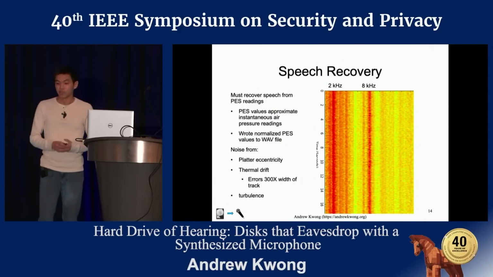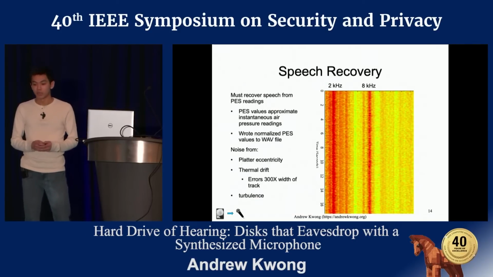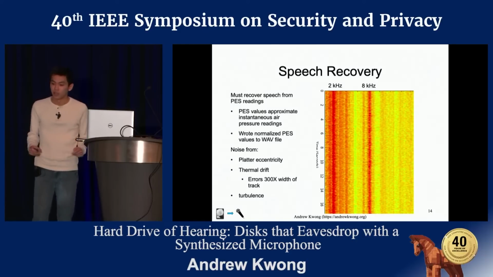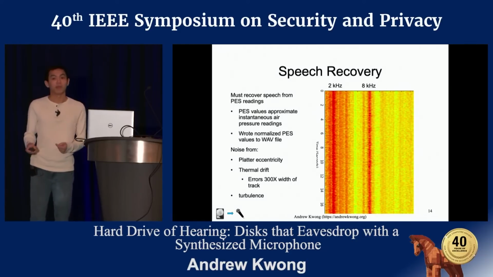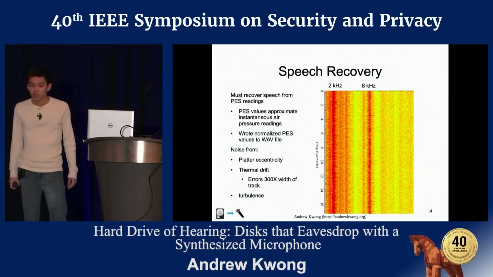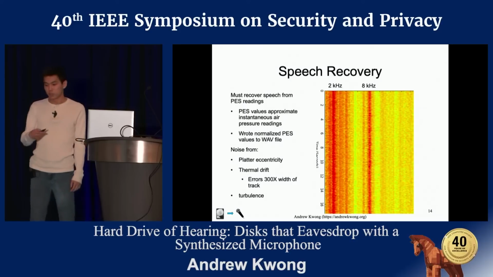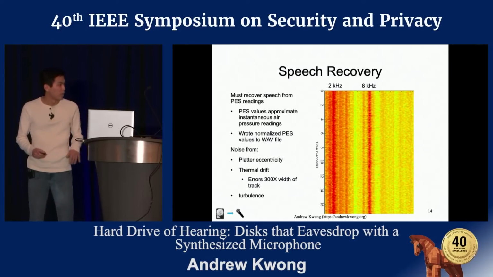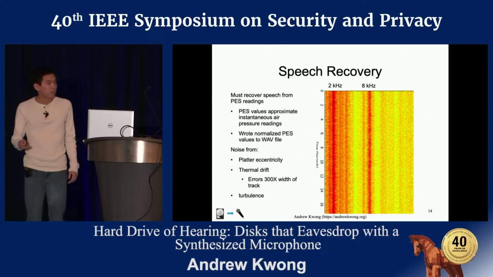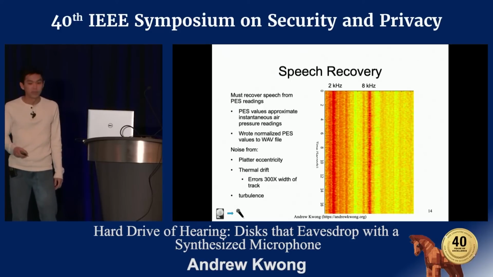We extracted the PES from that setup, but we still have the problem of recovering speech from the PES readings. If our assumption is correct that the PES values approximate the output of a microphone, that is instantaneous air pressure readings, then they capture exactly what the PCM values of a WAV file are supposed to capture. So we can take those values, normalize them, and stick them into a WAV file. After doing that, we plotted the spectrogram. However, as we saw in the demo as well, there's a large quantity of noise, especially around 2 kilohertz and 8 kilohertz.